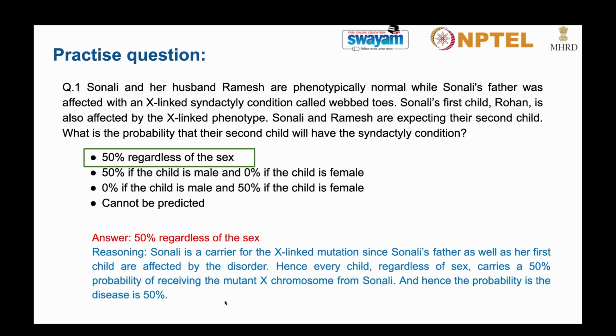Okay, so now let's move to the next question. Is it clear why the answer is 50% regardless of the sex?